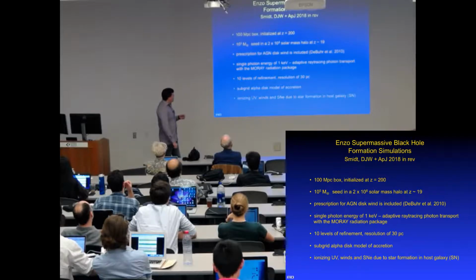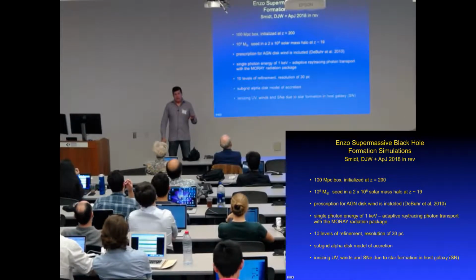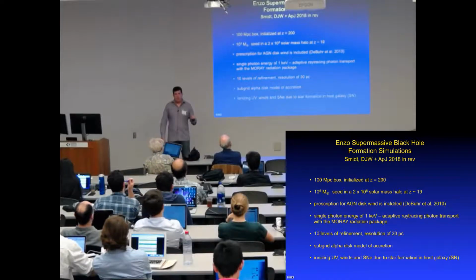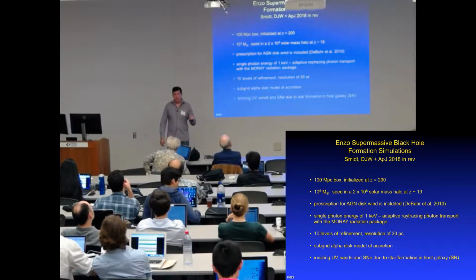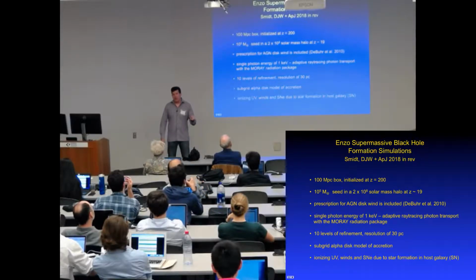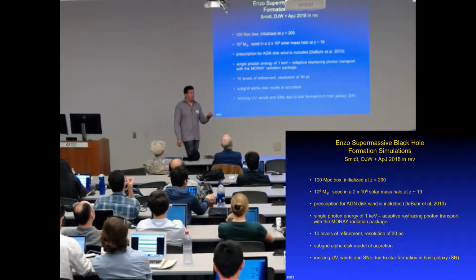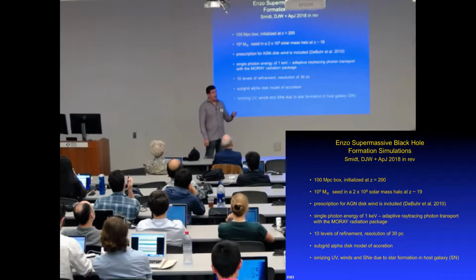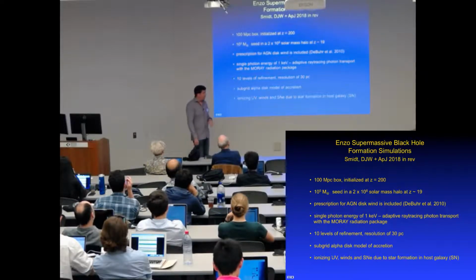And then what we did was when that halo passed the threshold for atomic cooling, we seeded it with a 10^5 solar mass direct collapsed black hole, turned on X-rays from the black hole, which we can couple to both hydrodynamics and chemistry in ENZO. And then within the host galaxy of that black hole, we activated star formation. And with star formation, we have winds and their metals. We have their ionizing UV radiation, which we transport with the Moray radiation transport package. And we also include their supernova explosions. And so we have up to about 10 levels of refinement. It gives us a resolution of about 30 parsecs.